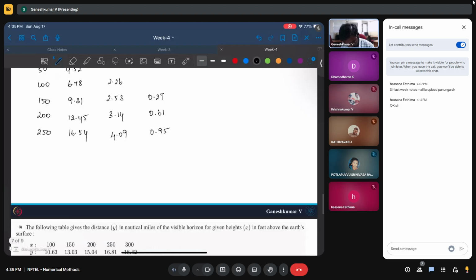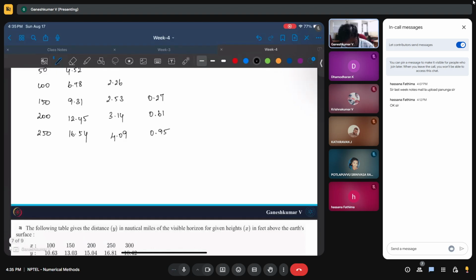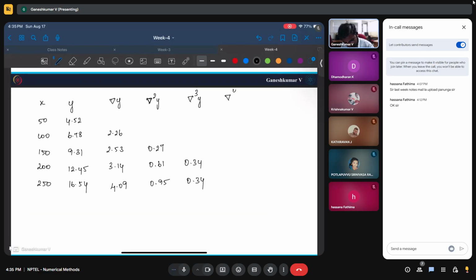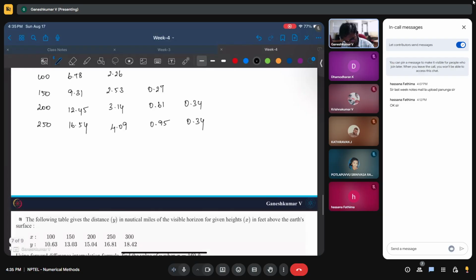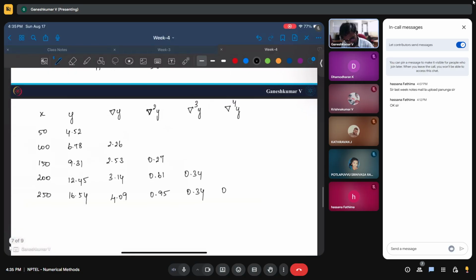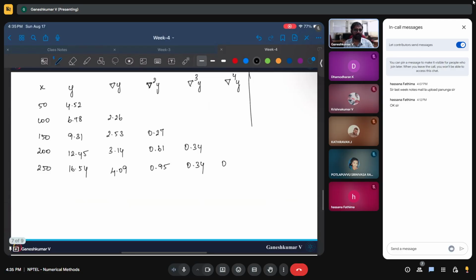So nabla cube y is going to be, again the same, this will not have anything. This is going to be 0.61 minus 0.27, which is going to be 0.34, and this is also going to be 0.34, and then you find nabla power 4 y. Here this one again does not have it. For the final one, you have 0.34 minus 0.34, which is 0. Now this is where you stop because you do not have any more data to continue this backward difference.